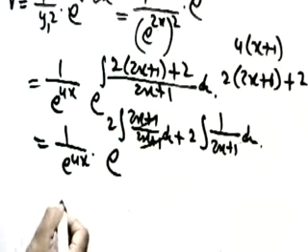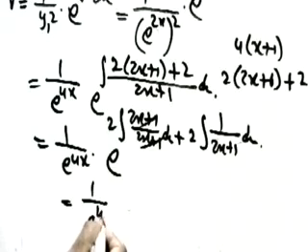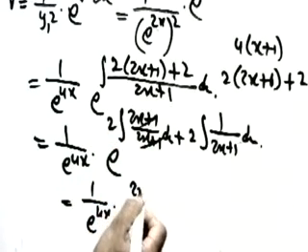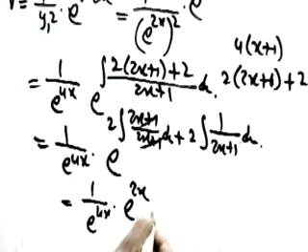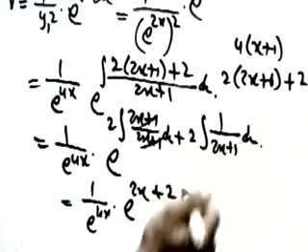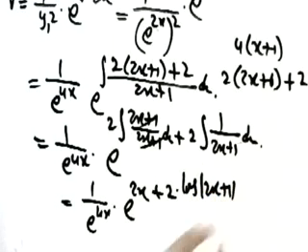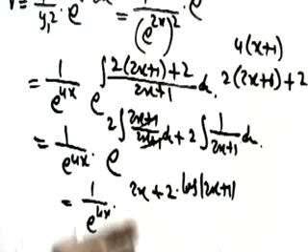Now see here, this cancels. Integration of 1 is x, so this will become 1 by e power 4x into e to the power... Integration of 1 is 4x, 1 into 2, 2 into x, 2x, plus 2 into integration of 1 by x is log x. So this will become log of 2x plus 1.